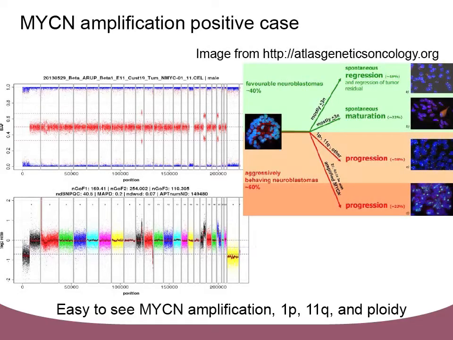All right, so our neuroblastoma that was MYCN positive, it was also positive by OncoScan, not surprising. Here it is over here. Again, you'd have to be not looking to not see that. Plus, you can easily see some of the other things that we know are useful for subdividing neuroblastoma. So this is just taken from the Atlas of Genetics and Oncology, and it's just showing that by determining both ploidy, 1p, 11q, and MYC amplification, you can do a nice job of differentiating favorable versus aggressively behaving neuroblastomas.